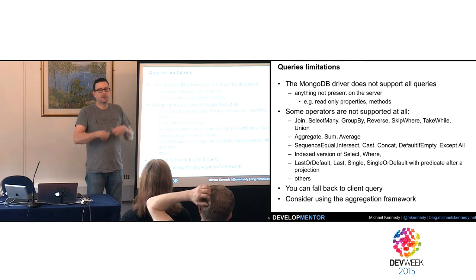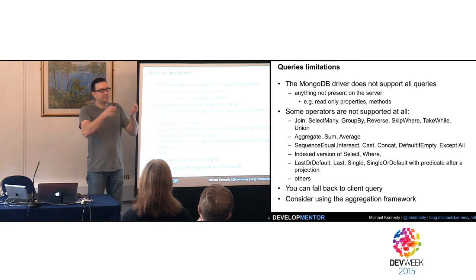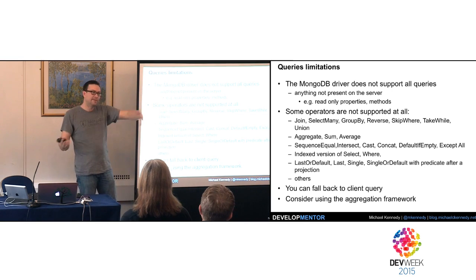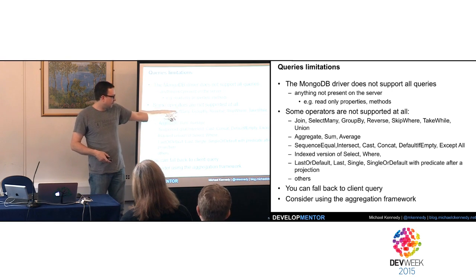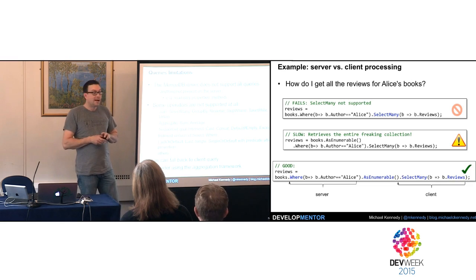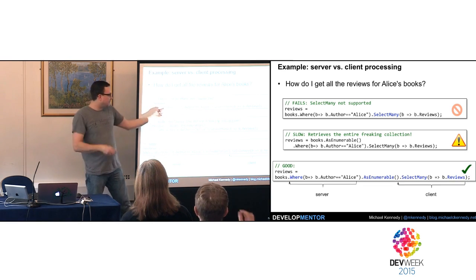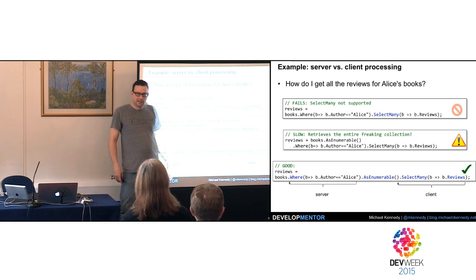What if I just wanted to go get all the authors? I would say from b in books, select many b.authors, .distinct. And that would give me a distinct set of authors across all books, except select many is not supported. However, it's not that big of a problem. If you try to write this, it'll give you an exception. So select many is not supported.